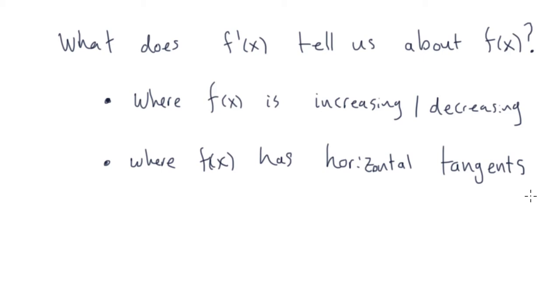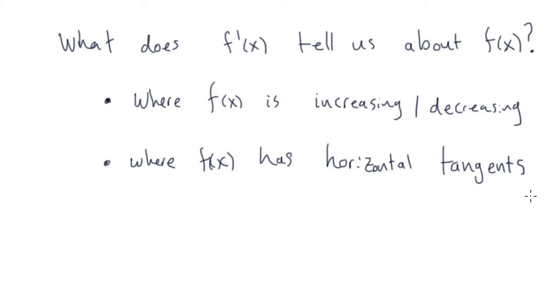So for instance, physically, horizontal tangents can signify when a ball reaches its highest point, because the ball at that point is changing from having a positive derivative, so a positive velocity, to a negative velocity. So it tells us about changing directions. Again, it's going back to understanding how functions are changing.